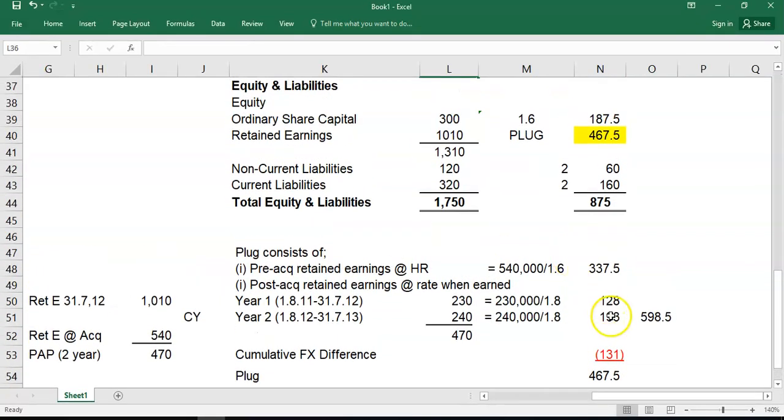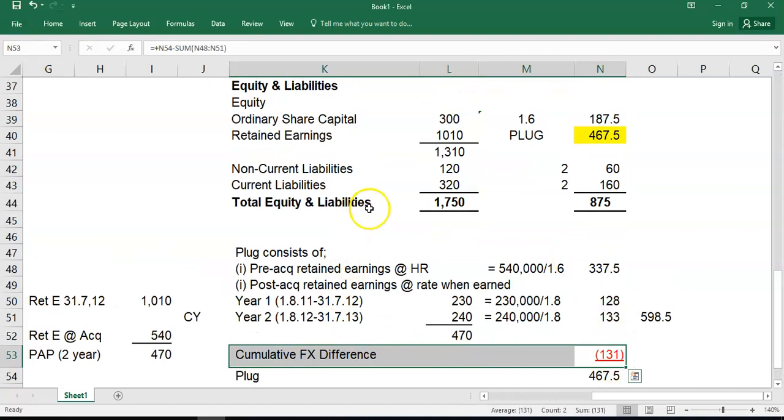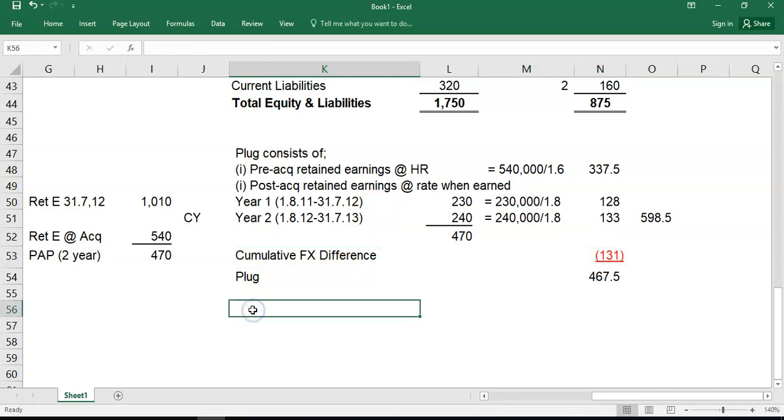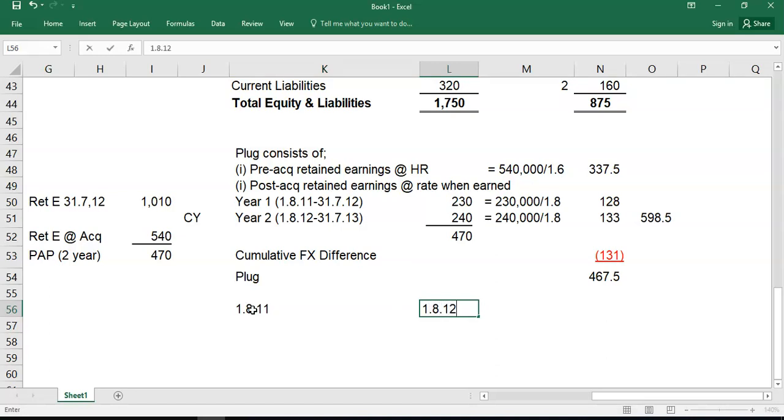So the next step then is to prove where the 131 comes from. Now the first thing I want to show you is, think about what this means, cumulative FX difference. So we have the 1st of the 8th, 2011. We have the 1st of the 8th, 2012.